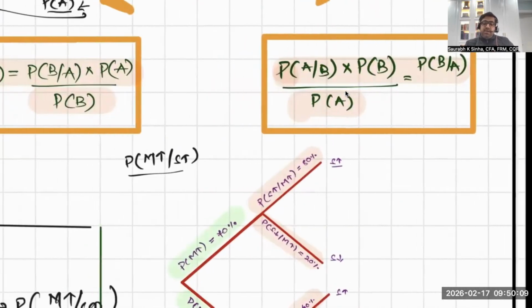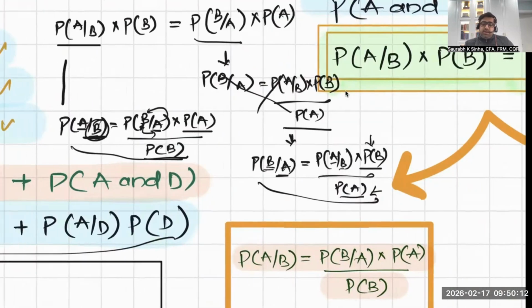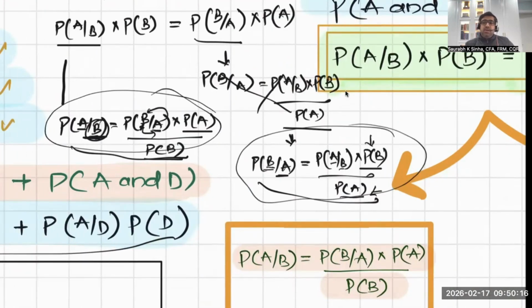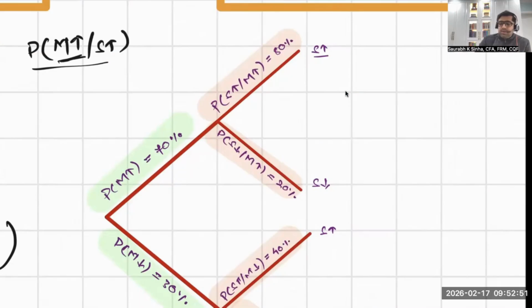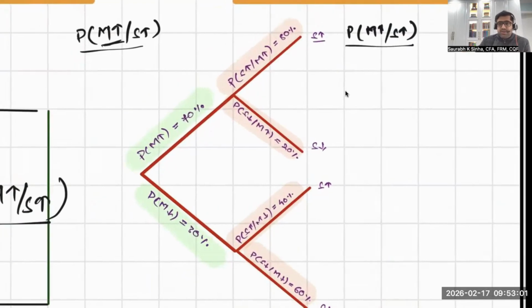But if you apply the Bayes rule, you can flip the numerator and denominator. So let's check. Do I have the probability of stock price rising given the market has risen? The answer is yes. You're interested in the probability of market rising given the stock price has risen, but you don't have it in this tree. But if you see carefully, you have this information. Flip this and you have it.